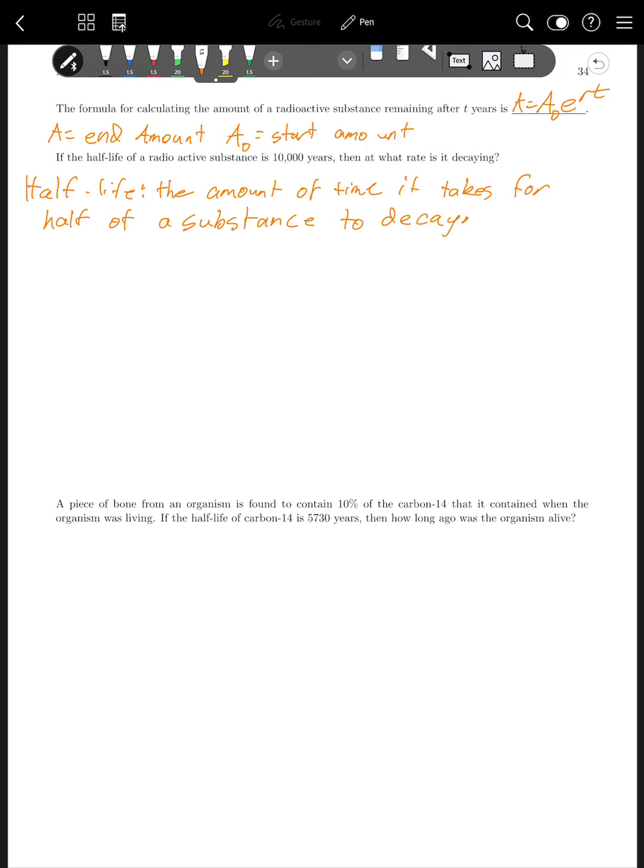Okay, so in this case, if I'm using this formula, A equals A sub 0 e to the rt, they give us a time, which is 10,000. They want us to find the rate, and so the question is, what are A sub 0 and A? Well, I don't know how much I started with, so let's call that x, and I know that I end with half of that, so let's call that x over 2. Okay, so we can plug all this information into the formula and try to solve. So we've got x over 2 equals x times e to the r times 10,000.